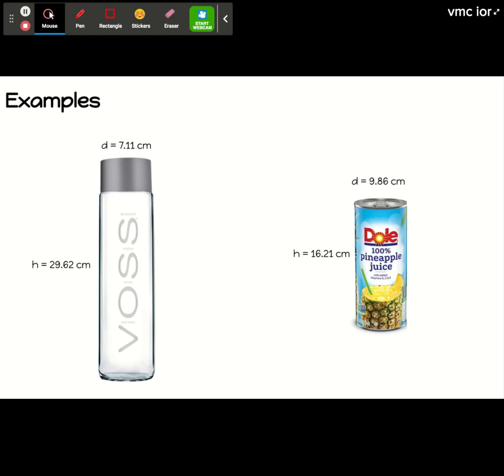Now, we all know, comparatively speaking, how big a Voss water bottle is and how tiny a pineapple juice can is. So this can, I believe, is about 8 ounces, and the Voss water bottle is almost a liter, right? If not bigger than a liter, right? So for this activity, for this exercise, you have to think about your can being more of a Voss, a Dole pineapple juice size because of the radius. But I want you to pay attention to the dimensions and perspective of each can as we go through this.